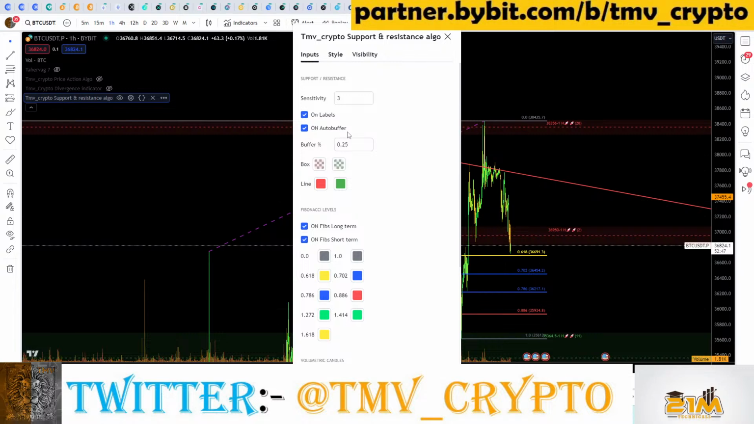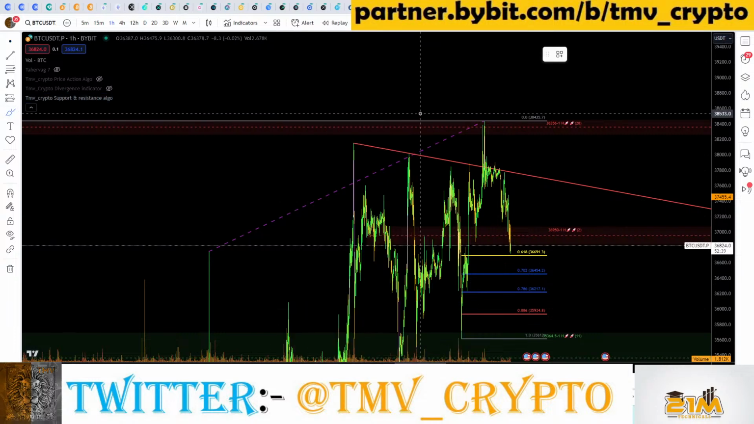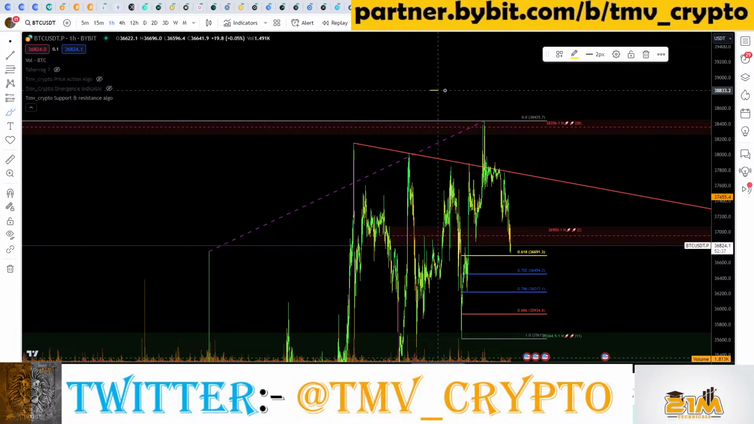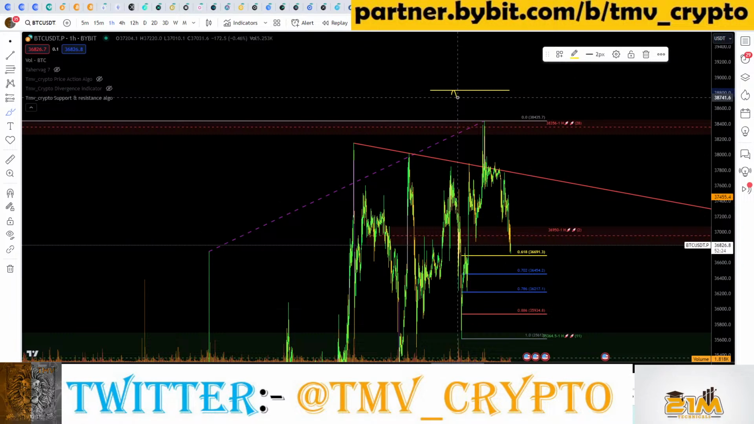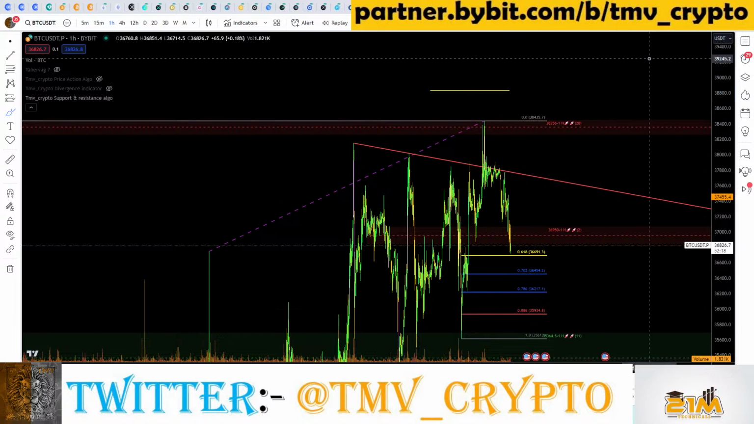Talking about auto buffer, we have a default auto buffer for this whole thing. So what is auto buffer? If you have a strong support here, the price normally doesn't give you an exact double top or double bottom, or triple top, triple bottom, or 4 or 5 times tops or bottoms. It never gives you that. The price either goes slightly up and then rejects, or slightly lower and then rejects. That's the only thing that can happen.